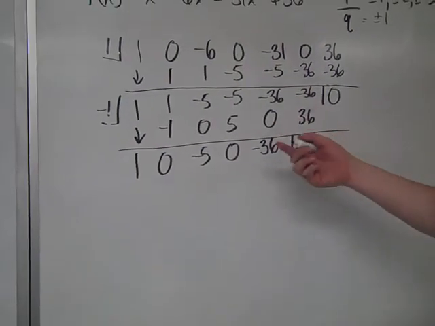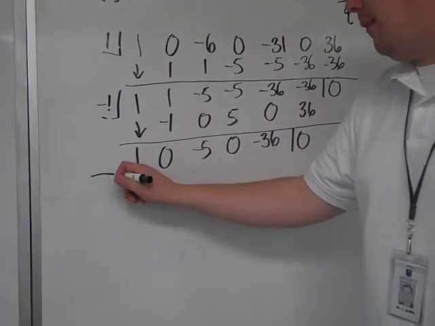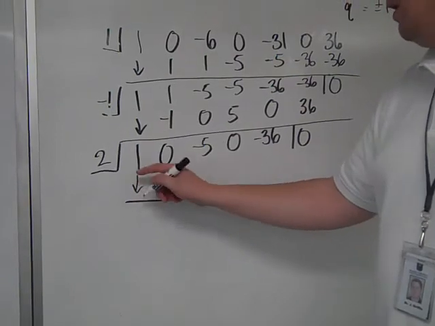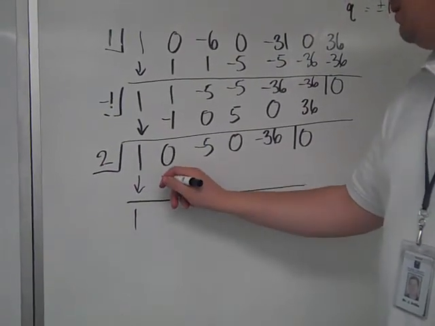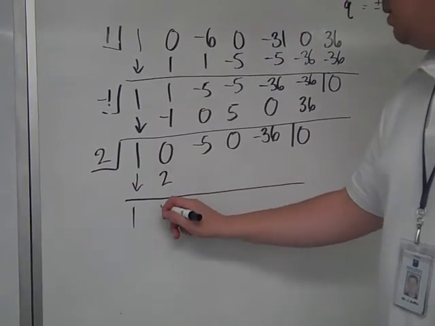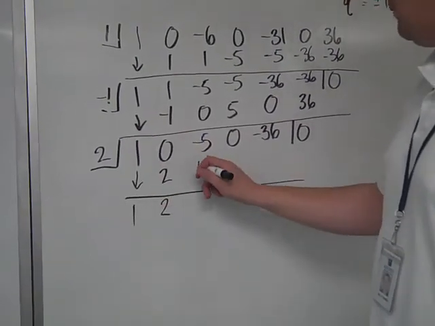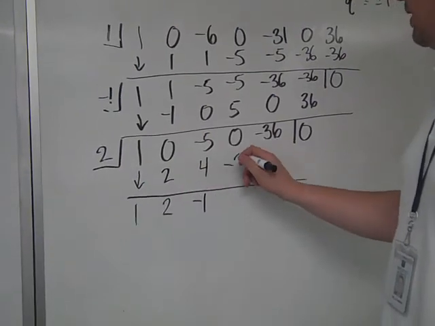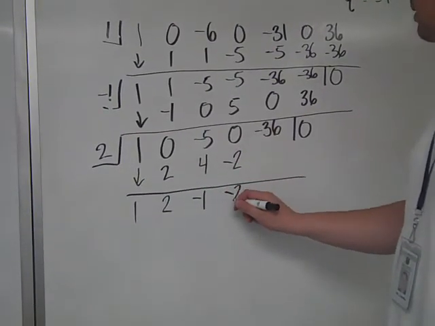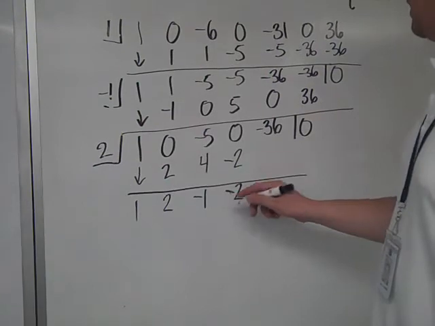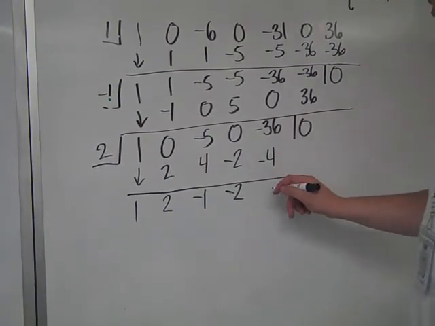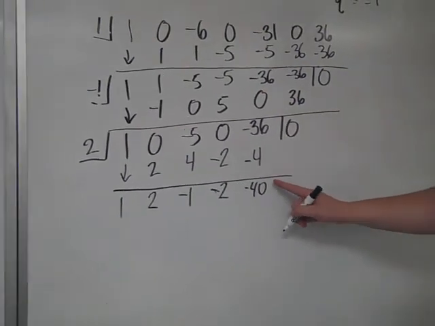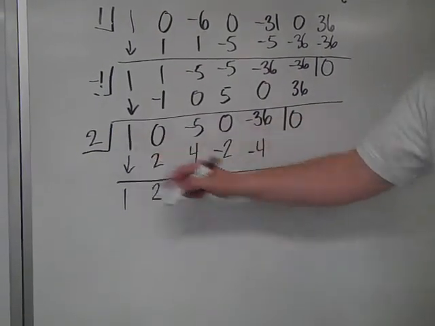Alright, so 2 worked last time. Let's try 2 again this time. First thing I'm going to do is bring this down. 2 times 1 is 2. When I add these together, I get 2. 2 times 2 is 4. Add those together, I get negative 1. 2 times negative 1 is negative 2. Add those together, I get negative 2. 2 times negative 2 is negative 4. When I add those together, I get negative 40. This does not have a 0 for a remainder, so I know 2 is not going to work.